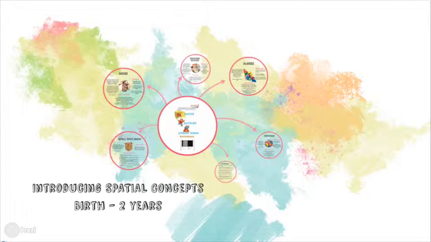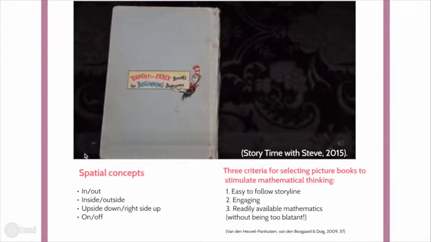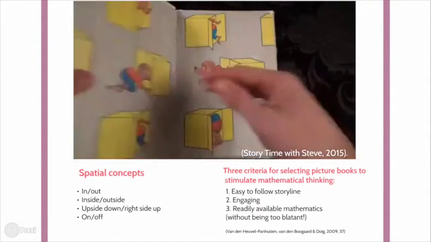Hi, I'm Miranda, and this is my mind map of how to introduce spatial concepts to children up to 2 years of age. All of my activities draw on concepts introduced in the Berenstain Bears book Inside, Outside and Upside Down by Jan and Stan Berenstain. The book manages to introduce 8 spatial concepts, even though the story only has a total vocabulary of 23 words.